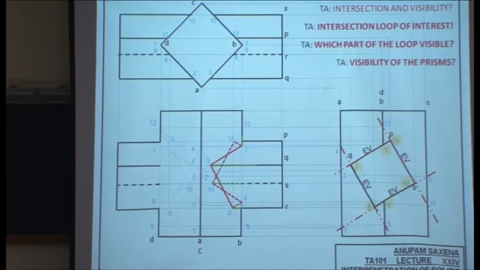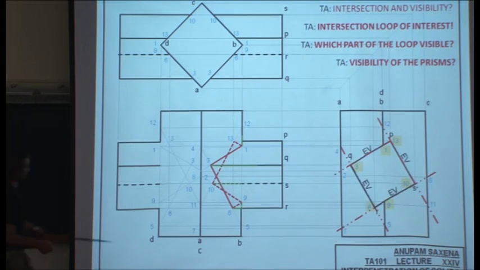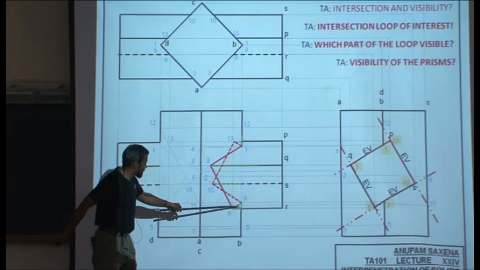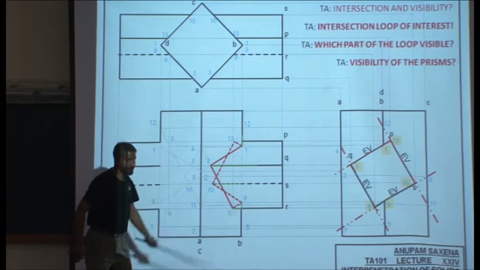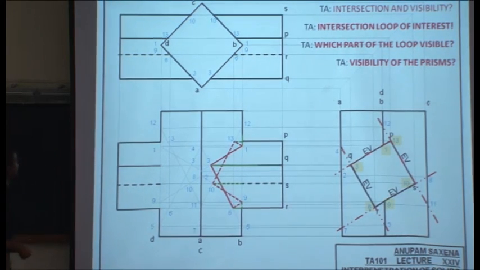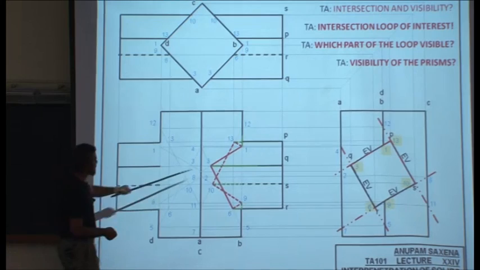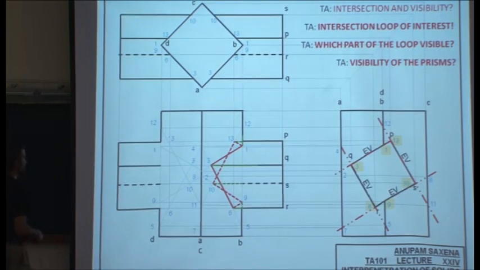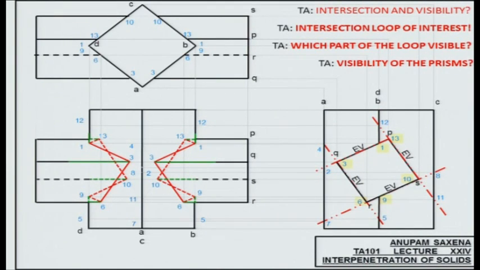This guy here, this line here is hidden. And so is this line. Mirror image the same thing and you will get the result. This line is going to be hidden, okay, P is inside or P is penetrating the vertical prism and so is R.